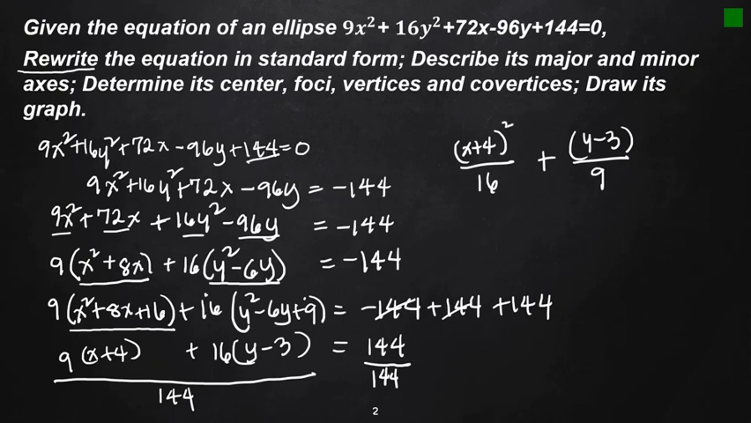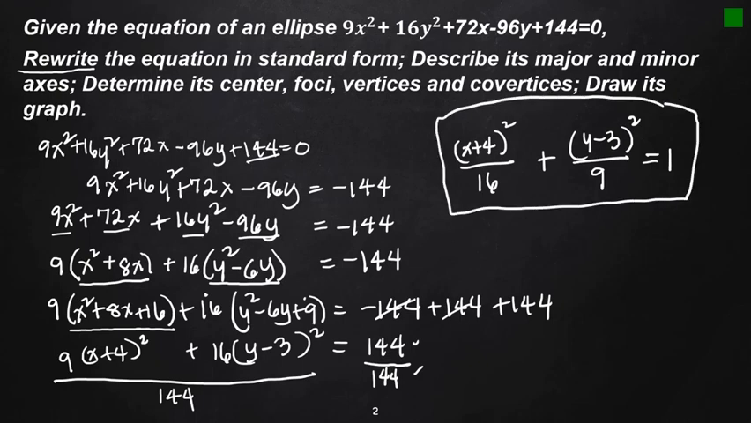This is squared, and this is also squared, because these are perfect square trinomials which we have rewritten into a square of a binomial. And this is equal to 144 over 144. That's equal to 1. Alright? And so there we have it. This is now the standard form of the equation of the ellipse.